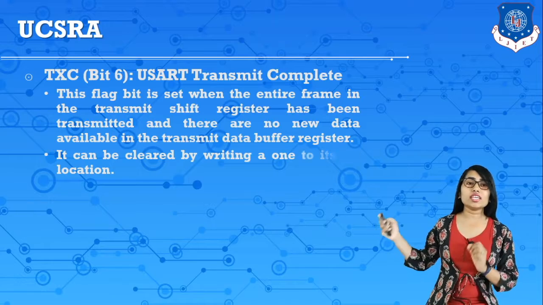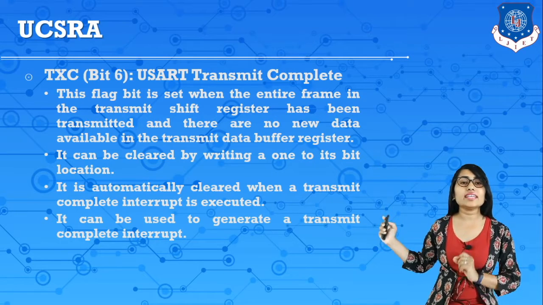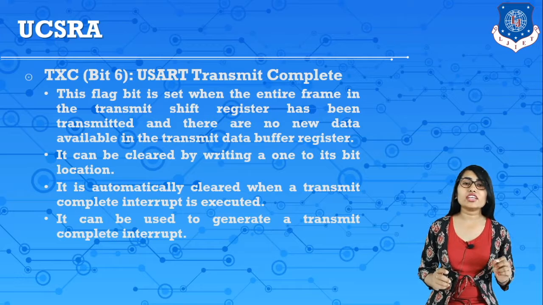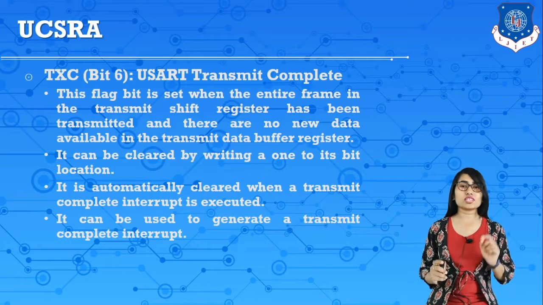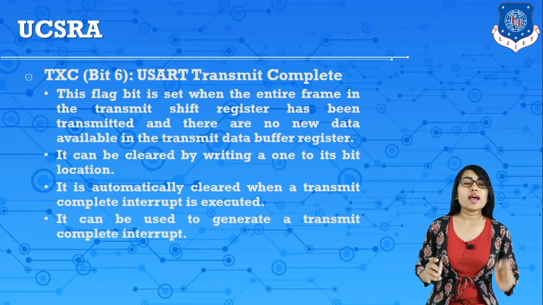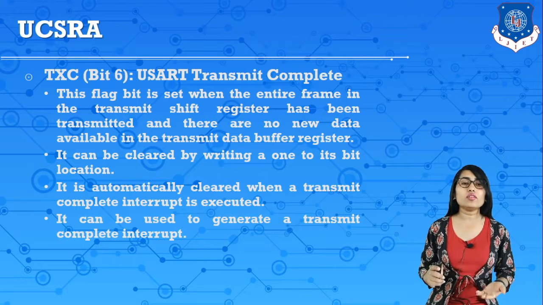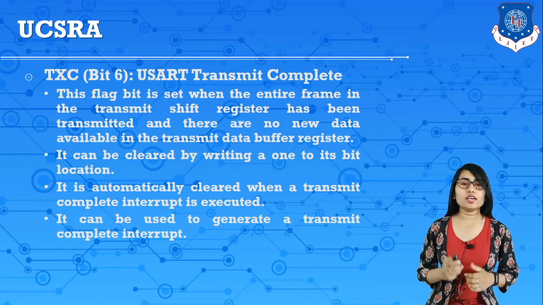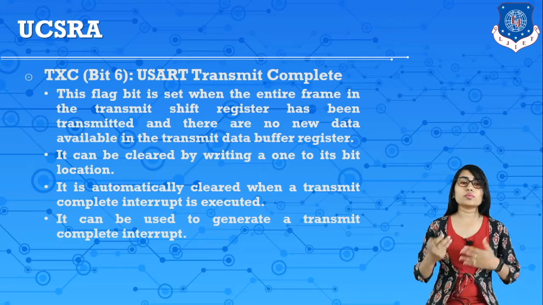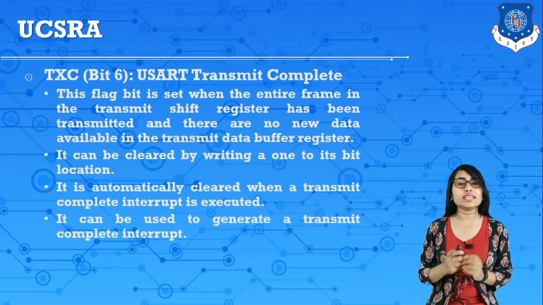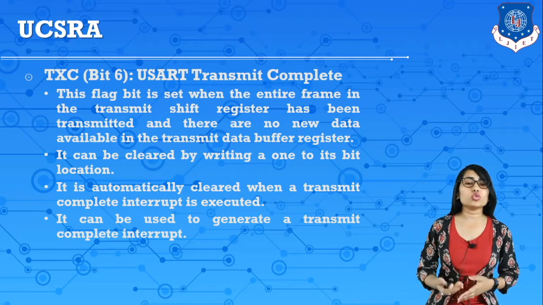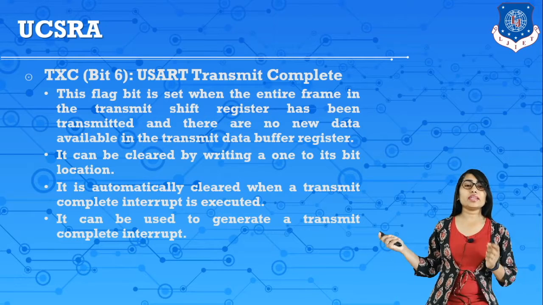Then next is the TXC bit, that is USART transmit complete. This flag bit is set whenever the entire frame in the transmit shift register has been transmitted and there is no new data available in the transmit data buffer register. It can be cleared by writing a 1 to its bit location. It is automatically cleared when a transmit complete interrupt is executed. It can be used to generate a transmit complete interrupt request.